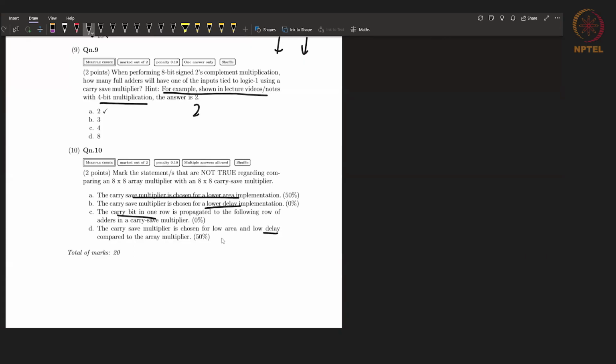So in order to save delay and area as compared to the array multiplier in total, because you need to save area as well as delay, you're going for the carry save multiplier. The saving is in delay. So carry save is chosen for the delay, right? Therefore, this is true.